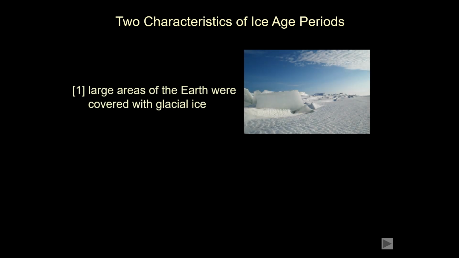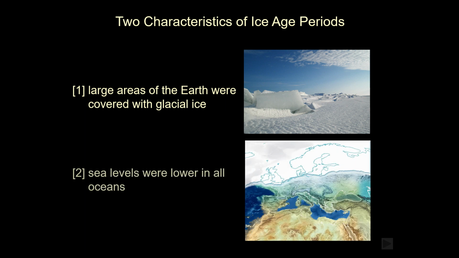The first one is that large areas of the Earth were covered with glacial ice. That makes sense. And a second that sometimes we may not think about is that because a lot more of the Earth's water was locked up in snow and ice, sea levels were lower in all ocean areas.